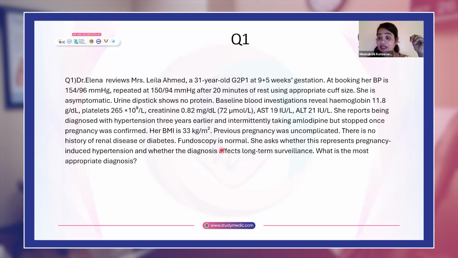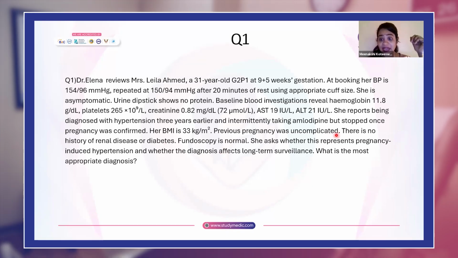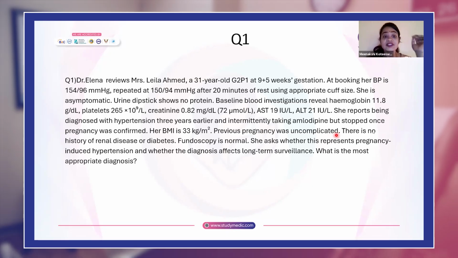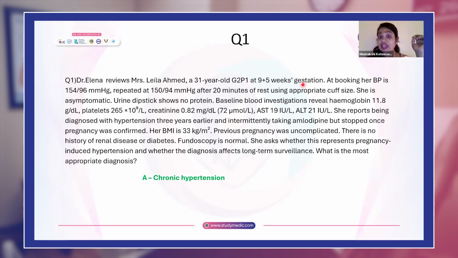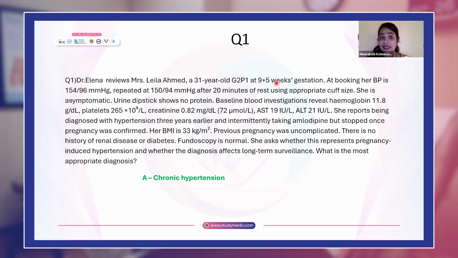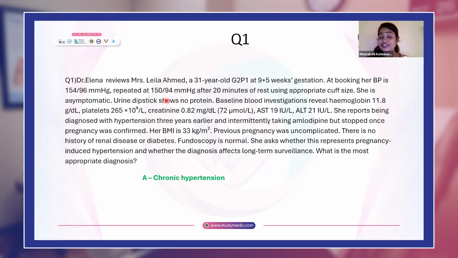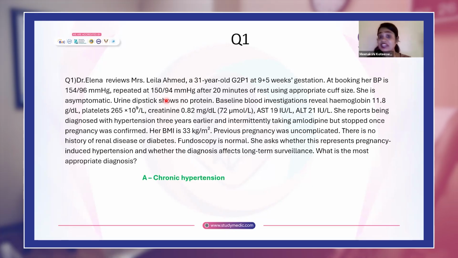She asks whether this is pregnancy-induced hypertension and whether the diagnosis can affect the long-term surveillance, and what is the most appropriate diagnosis. So as you can see over here, she's G2 and she's come for booking, and even at booking her BP is 150/94. Which means that it's definitely not preeclampsia or gestational hypertension, because for that you need to have the onset after 20 weeks. So why is she having high blood pressure in the first trimester?